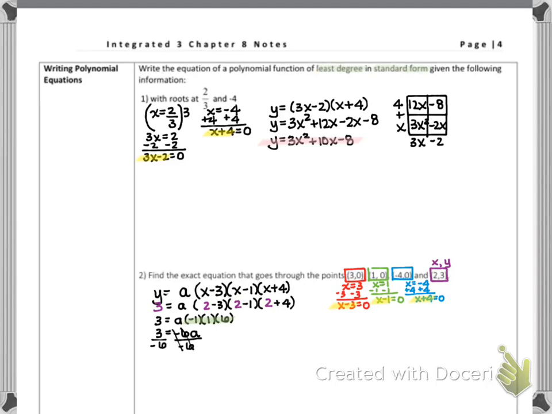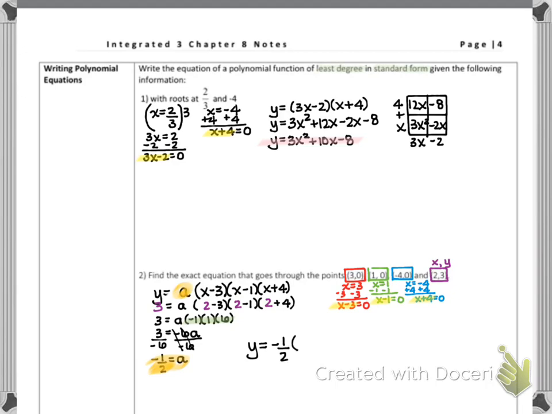Let's cancel, and yes, I'm going to go ahead and simplify this. That gives me negative half is equal to a. Okay, now that I have that, I can now take the a that I found here and plug it in back here. So my final equation is going to be y equals, plug the a in, negative 1/2.